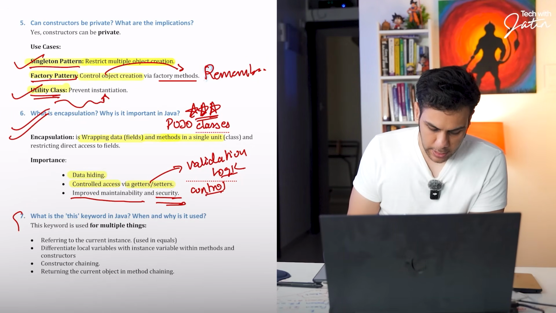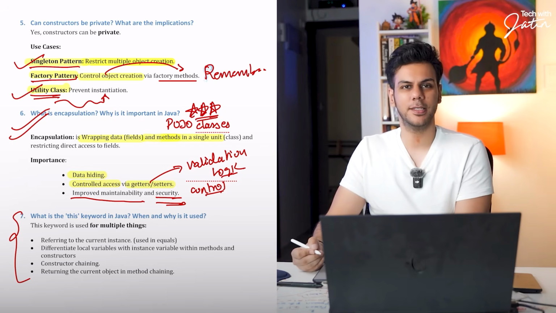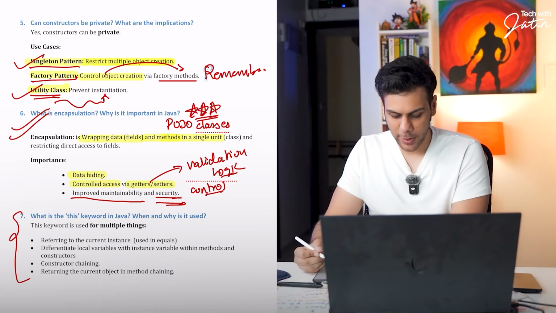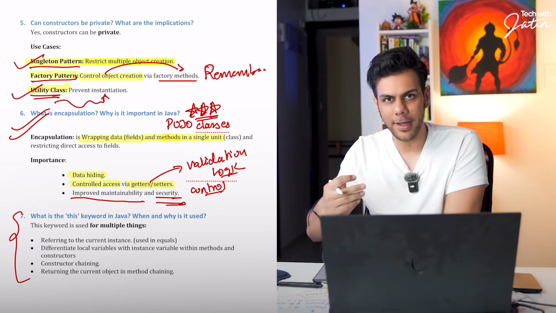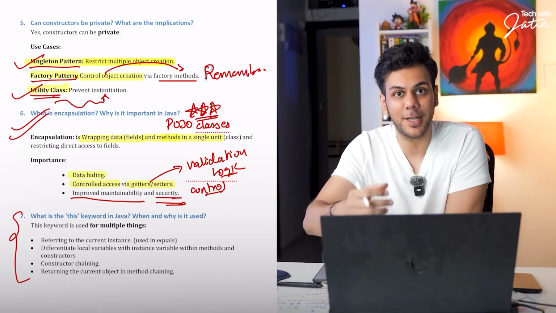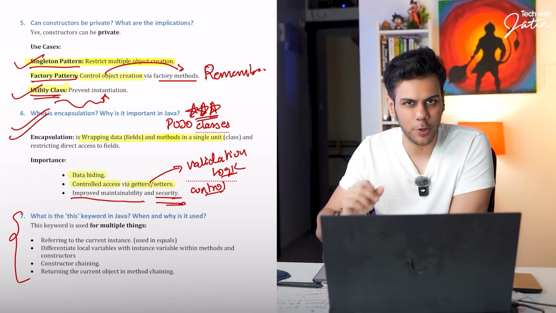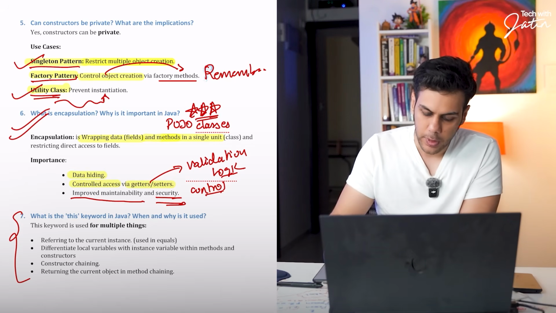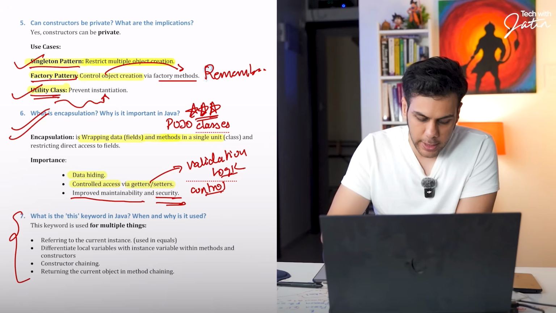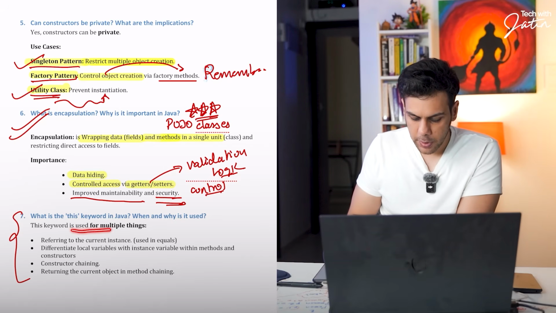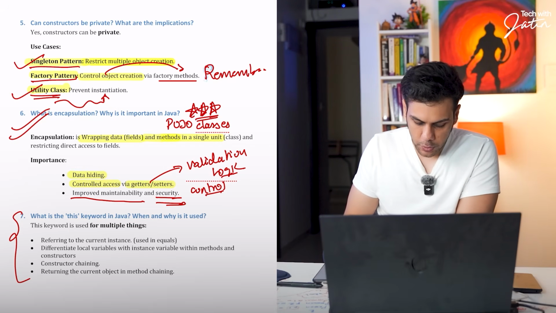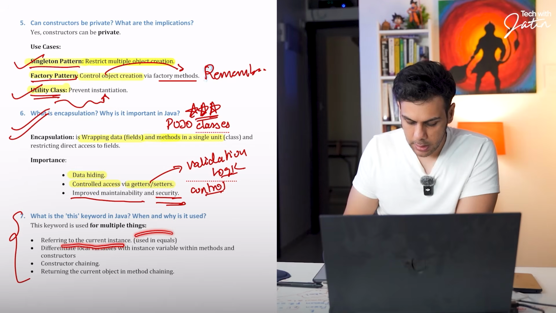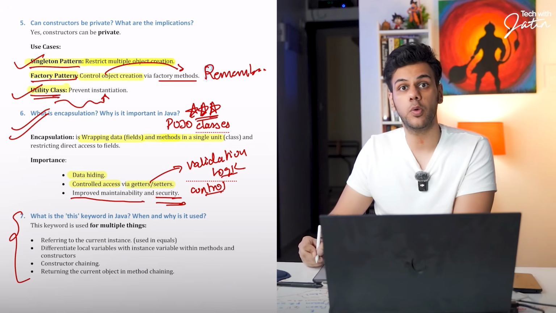Now, guys, let's move on to the next question, which is pretty simple. I'll just read it for you guys. What is this keyword in Java? When and why is it used? Now, throughout this entire class, we were discussing the this keyword. So I'm pretty sure you're aware of all the points over here. But just to read about it and make sure that we remember all these points, the this keyword is used for multiple things. The first thing is it is used to refer to the current instance, and we have used it in the equals method.